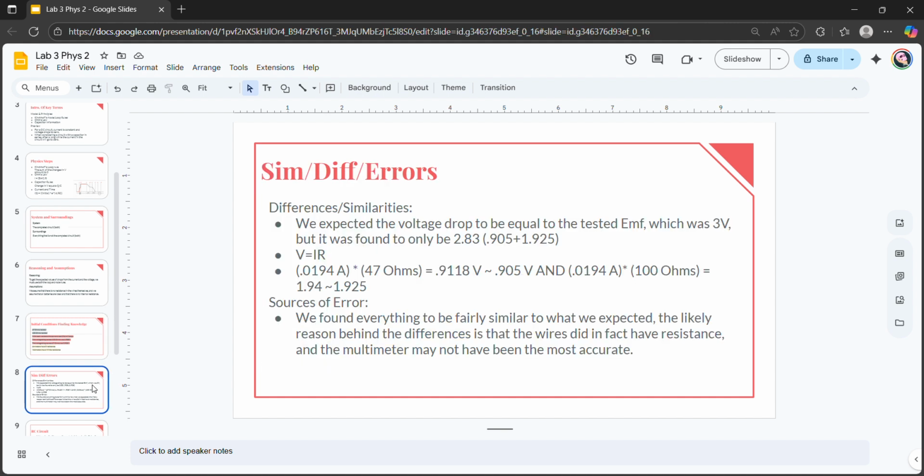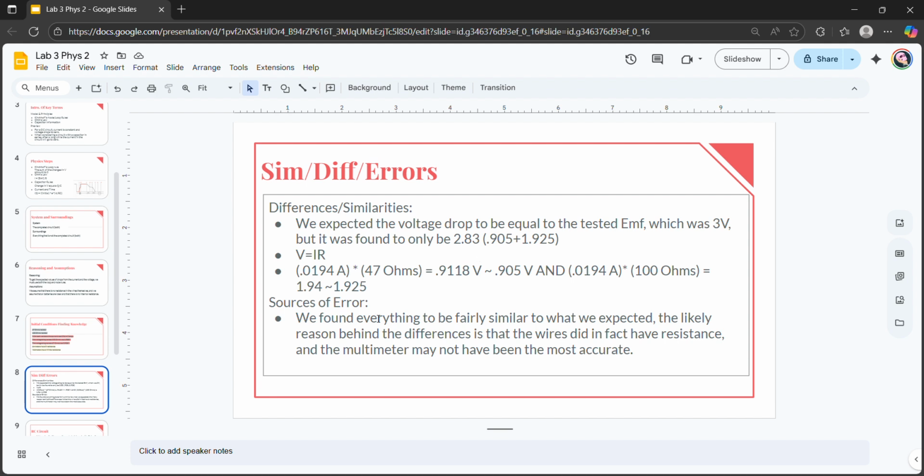Similarities and differences. We expected the voltage drop to be equal to the EMF. Right? We had two 1.5 volt batteries. The total voltage should have been 3. We only found it to be 2.83. This could have been because the batteries weren't charged, but we tested that and saw that they were 3. And then also, we know that V equals IR. So putting these in, we get these voltages across the two different ones, and we find that what we found was pretty similar to what we expected.